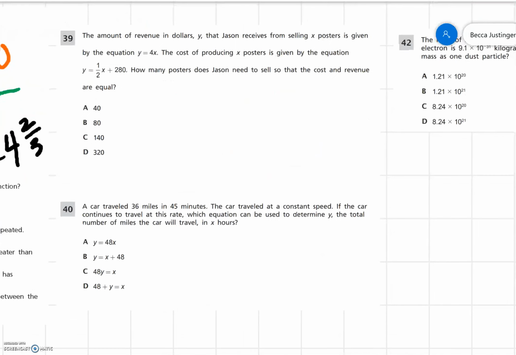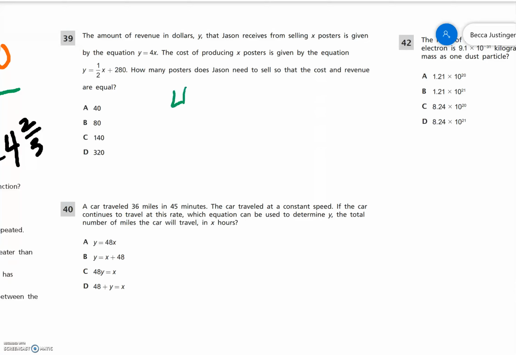Number 39. The amount of revenue in dollars Y that Jason receives from selling X posters is given by the equation Y equals 4X. The cost of producing X posters is given by the equation Y equals 1/2 X plus 280. How many posters does Jason need to sell so that the cost and the revenue are equal? If the cost and the revenue are equal, the equations would be set equal to each other. So we have to do 4x is equal to 1/2 x plus 280.